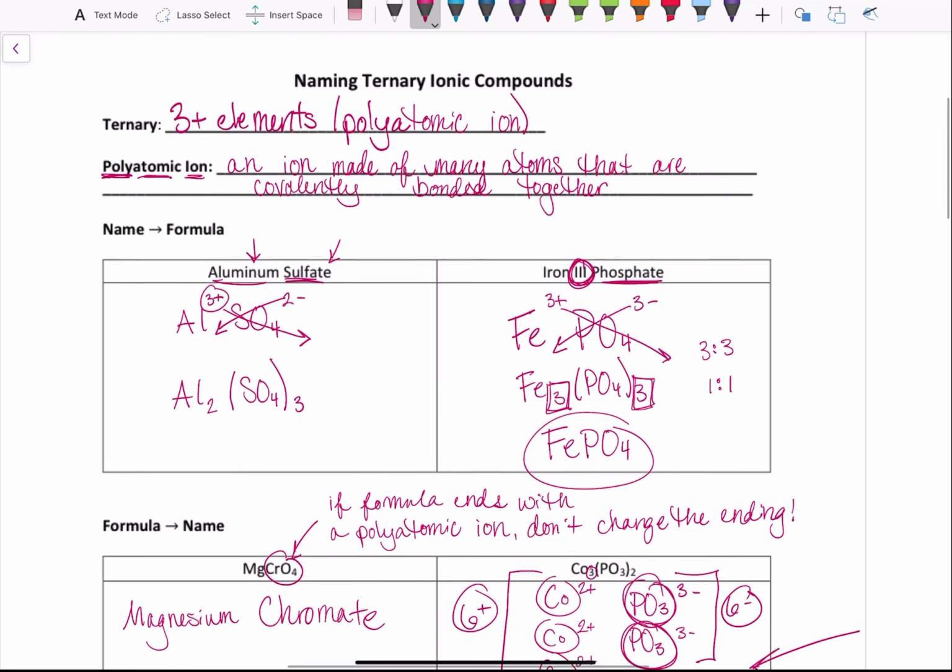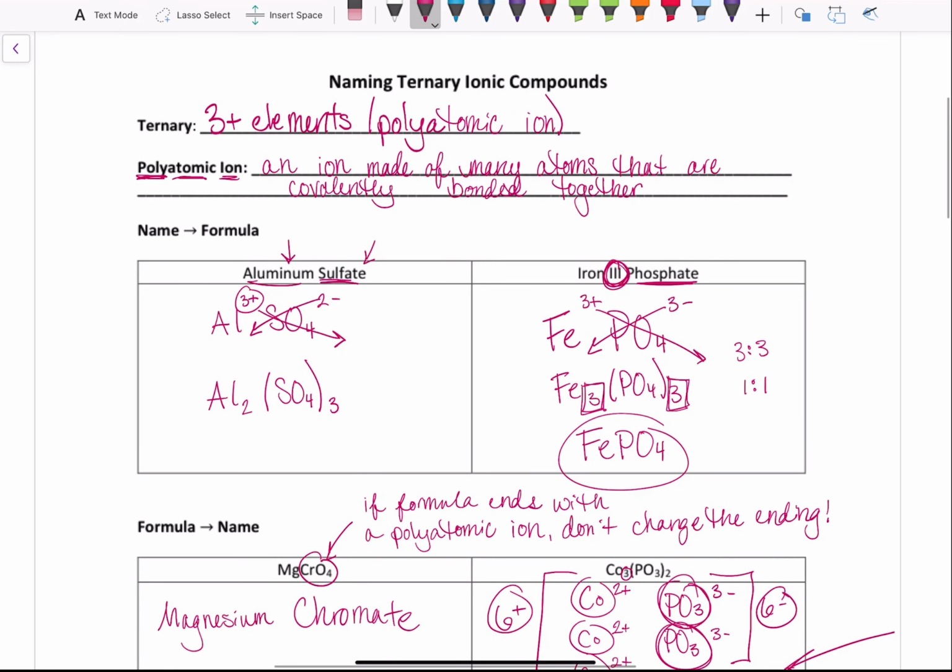Okay, you now know what a ternary ionic compound is and how to write the name or formula for the compounds.